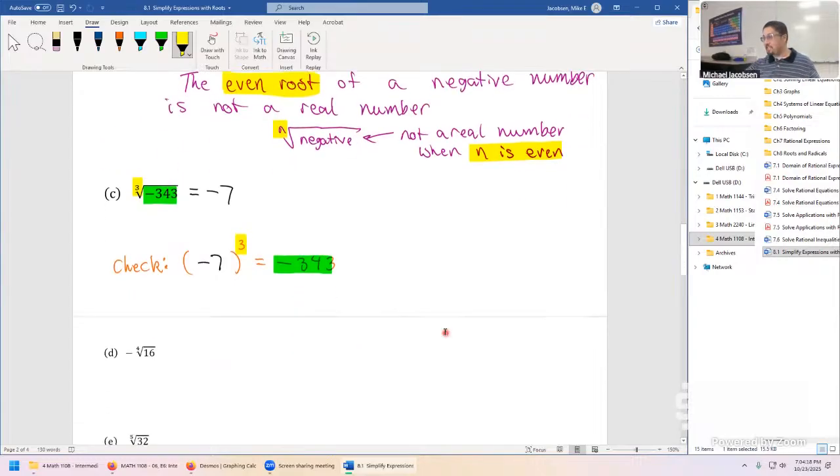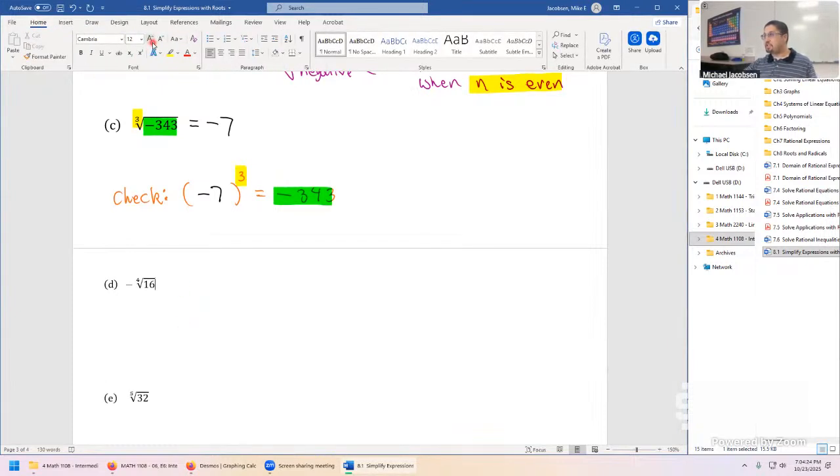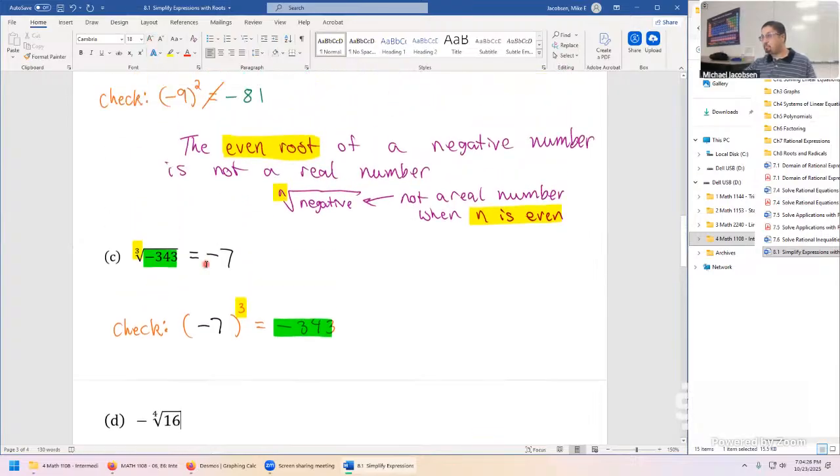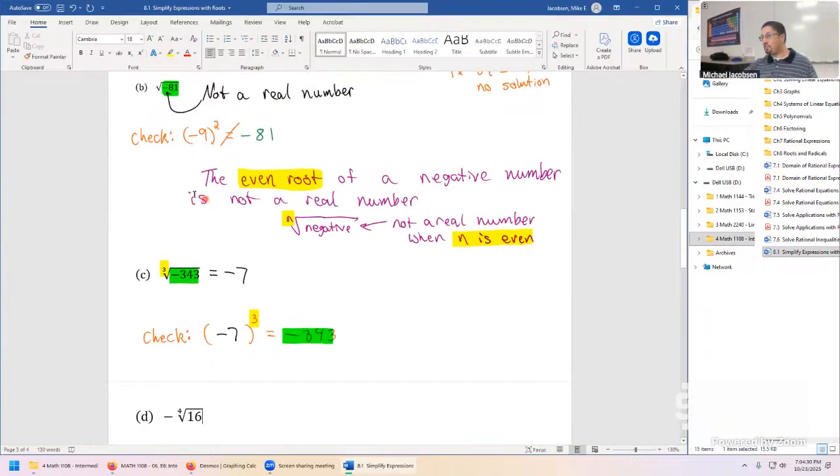Let's do another one just for the sake of practice. It looks like we're going to do a couple more. Part D is trickier still because at this stage we're getting hyper sensitive to where the negative sign is. The negative sign was on the inside. That was the whole problem with part B. But this one's different. The negative sign is on the outside.